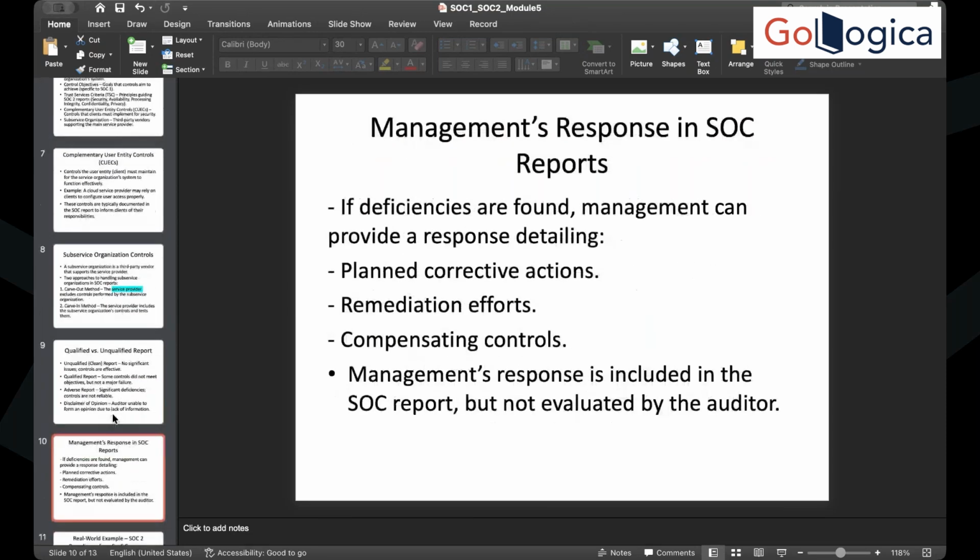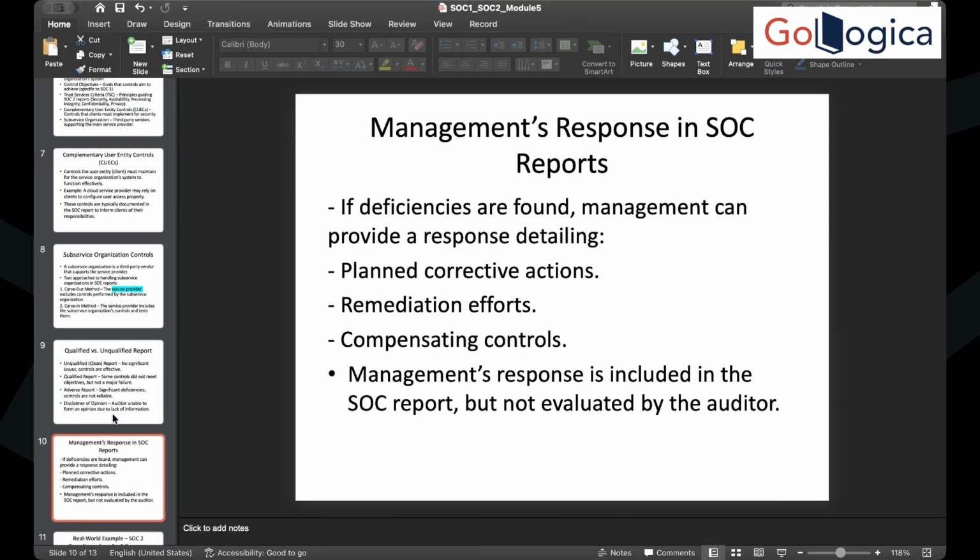I'll move ahead. Management's response in a SOC report: I already told you what management response is, right? For any finding, we need to tell the auditor what went wrong, what we are going to fix, and by when.